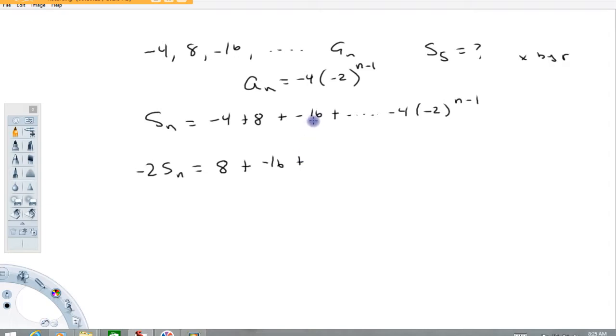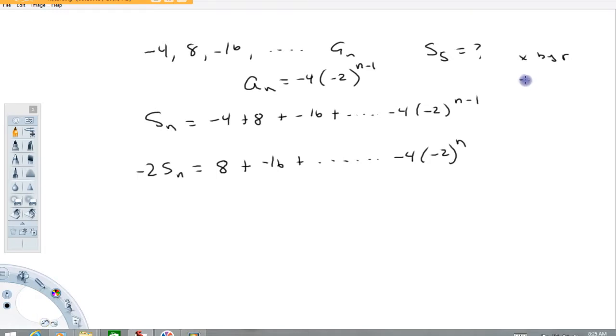let's see, that next one is going to be 32. You know, I don't need any more. Multiplying this last one by -2, we're going to have -4 times -2 to the n. And again, because we're taking this, multiplying it by -2, that's going to make that -2 to the n.